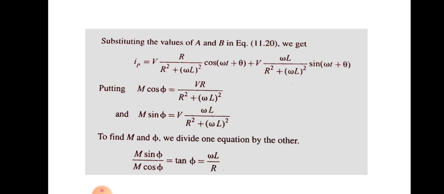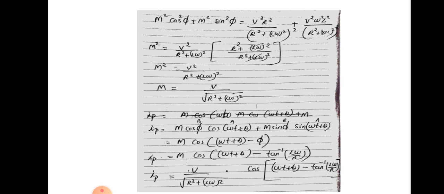We know that IP has the equation IP is equal to M cos phi into cos(omega t plus theta) plus M sin phi into sin(omega t plus theta). In that case, we can substitute for M. You know that this is in the form of cos A cos B plus sin A sin B. So it can be written as cos of A minus B. That is a basic mathematical formula.